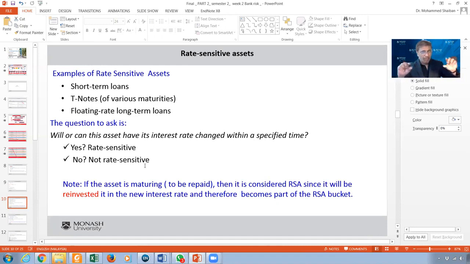Now, if I put this in a bucket or horizon when it matures, then it becomes a risk-sensitive asset or liability, because when it matures it ends. When it ends, we will have a new one with a new rate. So something to add: if the asset is maturing to be repaid, it is considered a risk-sensitive asset, since it will be reinvested at the new interest rates and therefore becomes part of the risk-sensitive asset bucket.